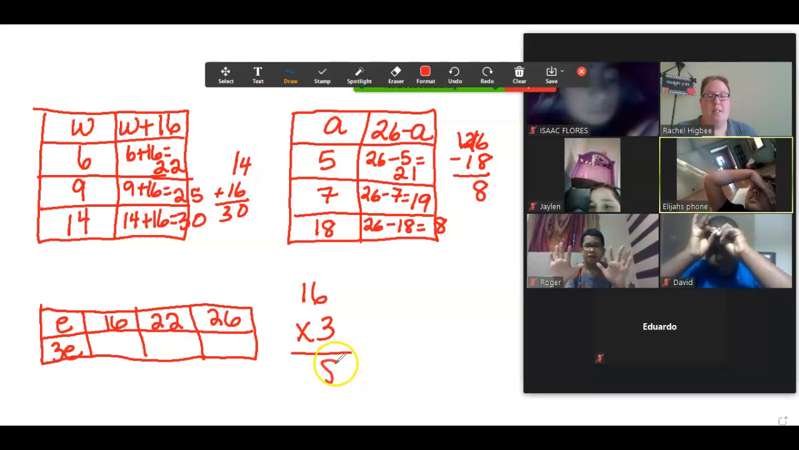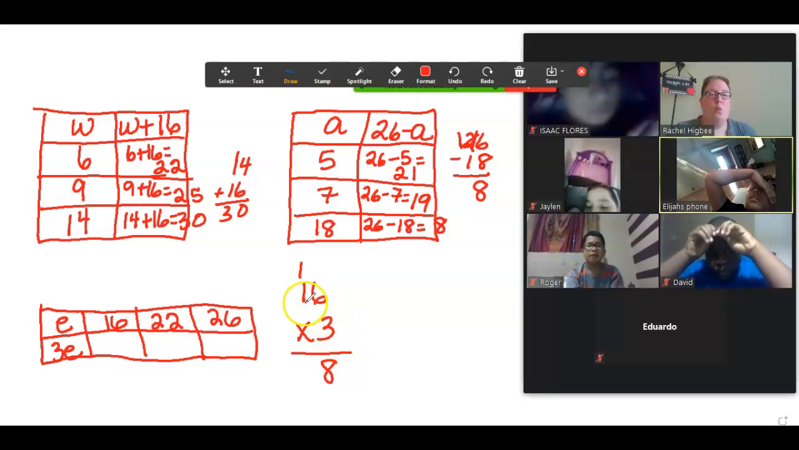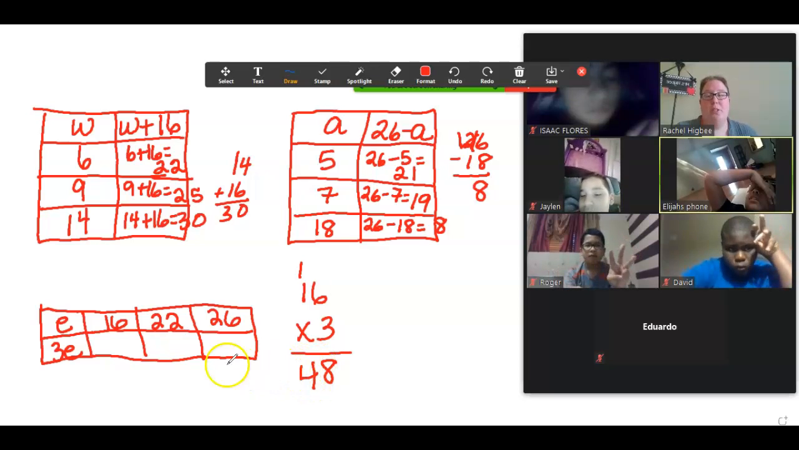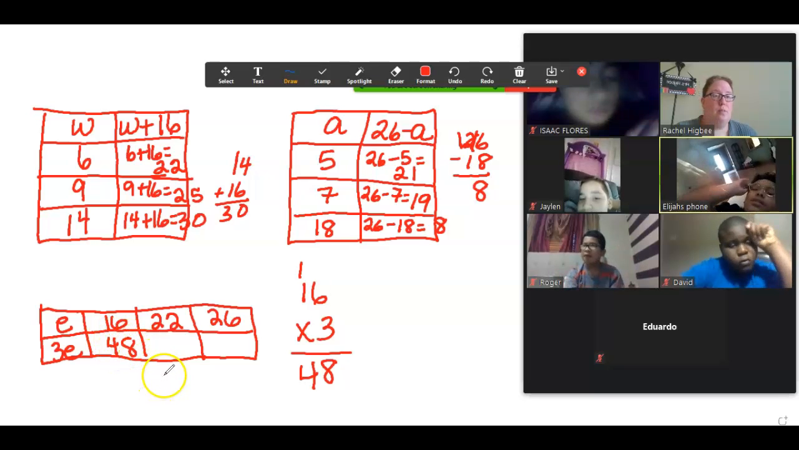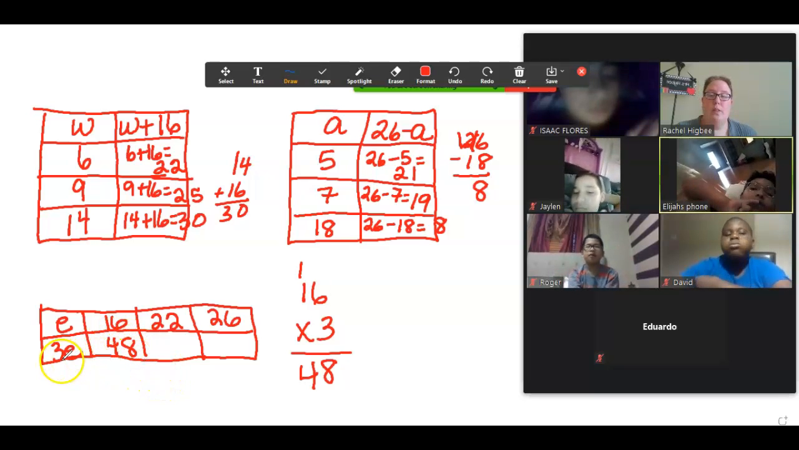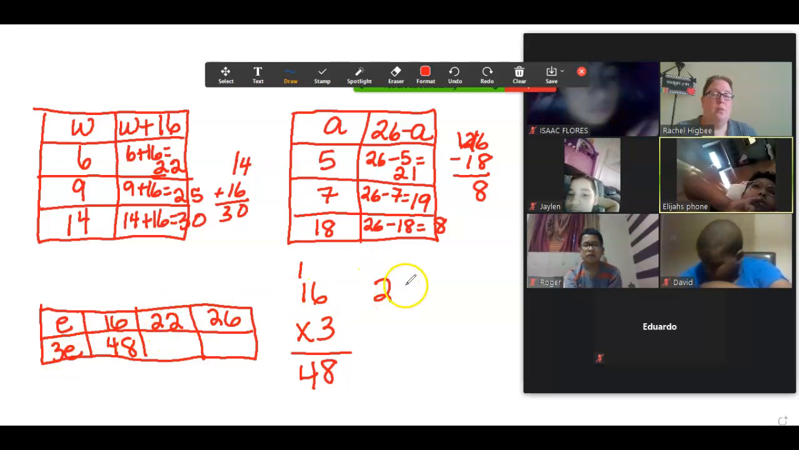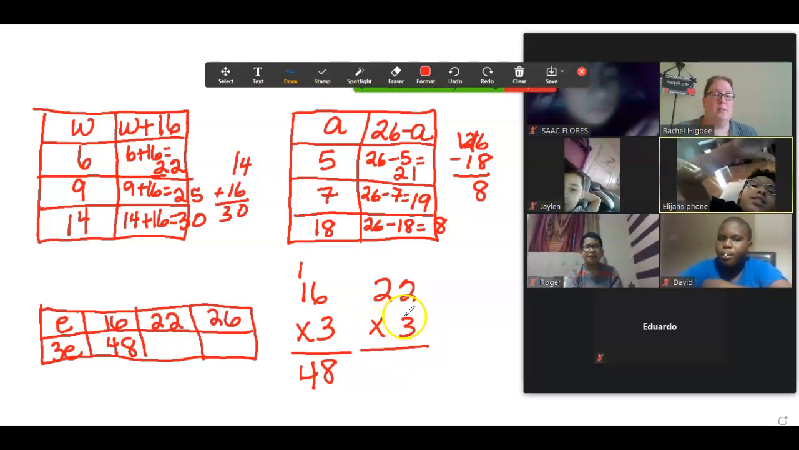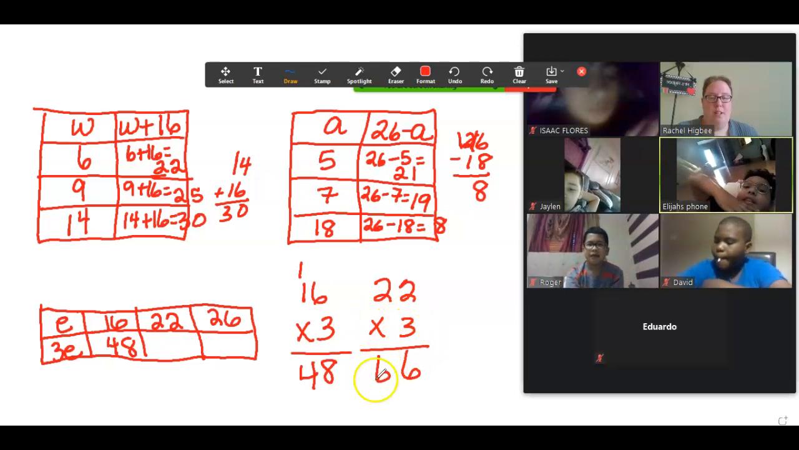I see Roger is saying 18. Good. Okay. And 3 times 1 plus 1 is 4. Good job, Roger. Okay, so this number is 48. Okay. So this 3 times 22 now. Very good. Okay, so 66.